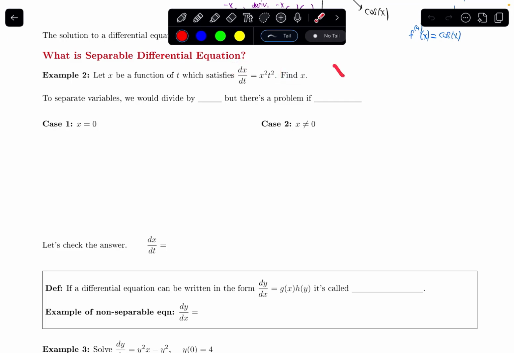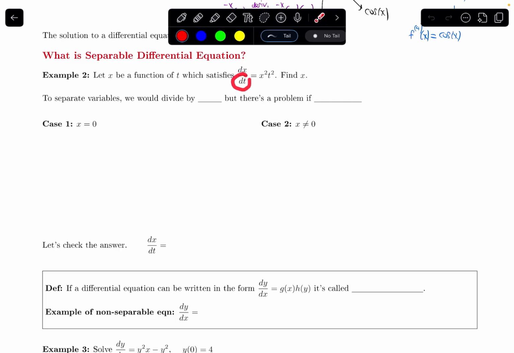So x is some function of t, and I'm trying to figure out what this function is. It's a function that when you plug it into this equation, it should satisfy it. So its derivative should equal x squared times t squared. We saw the idea with separating variables in the last video. I want to get all the x's on one side and all the t's on the other.